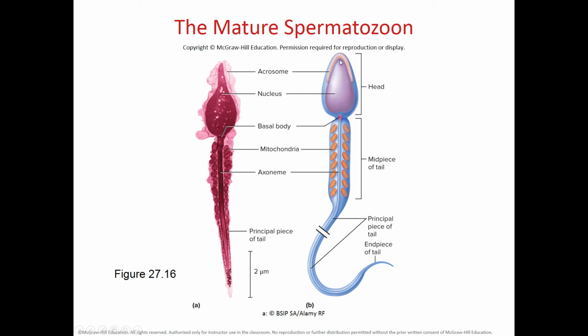Again, the diamond-shaped head with very little cytoplasm. It has this acrosome filled with enzymes, and then it's connected to this basal body, which is connected to the mid piece that is filled with the mitochondria, and then you have the main piece and the end tail of the flagella. And inside this flagella, there are many proteins inside this axoneme, which help in the motility of the sperm cells.